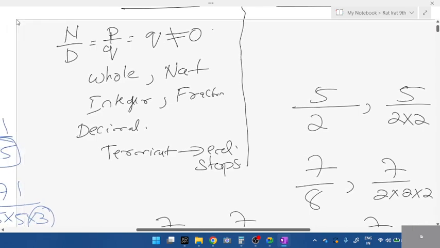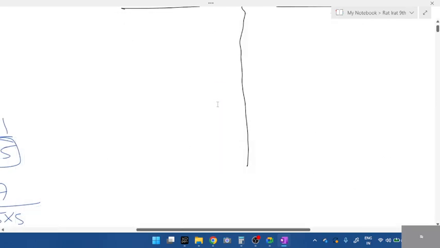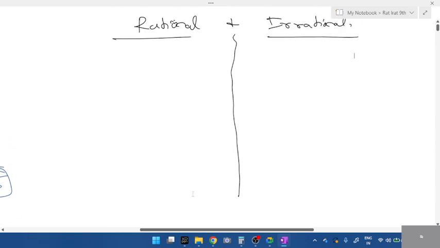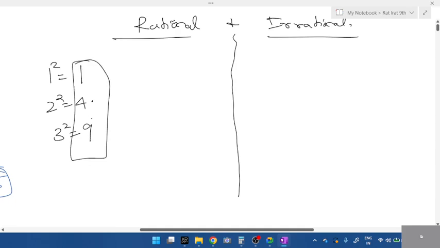Next, the main topic is perfect square number and cube number. Okay, perfect square and cube number. What do you mean by perfect square? Tell me perfect square number. 1 square is 1. Start with 1. 1 is a perfect square. 2 square is 4. 3 square, 9. Why do we call all these answers perfect square numbers? Why do you call them perfect square?